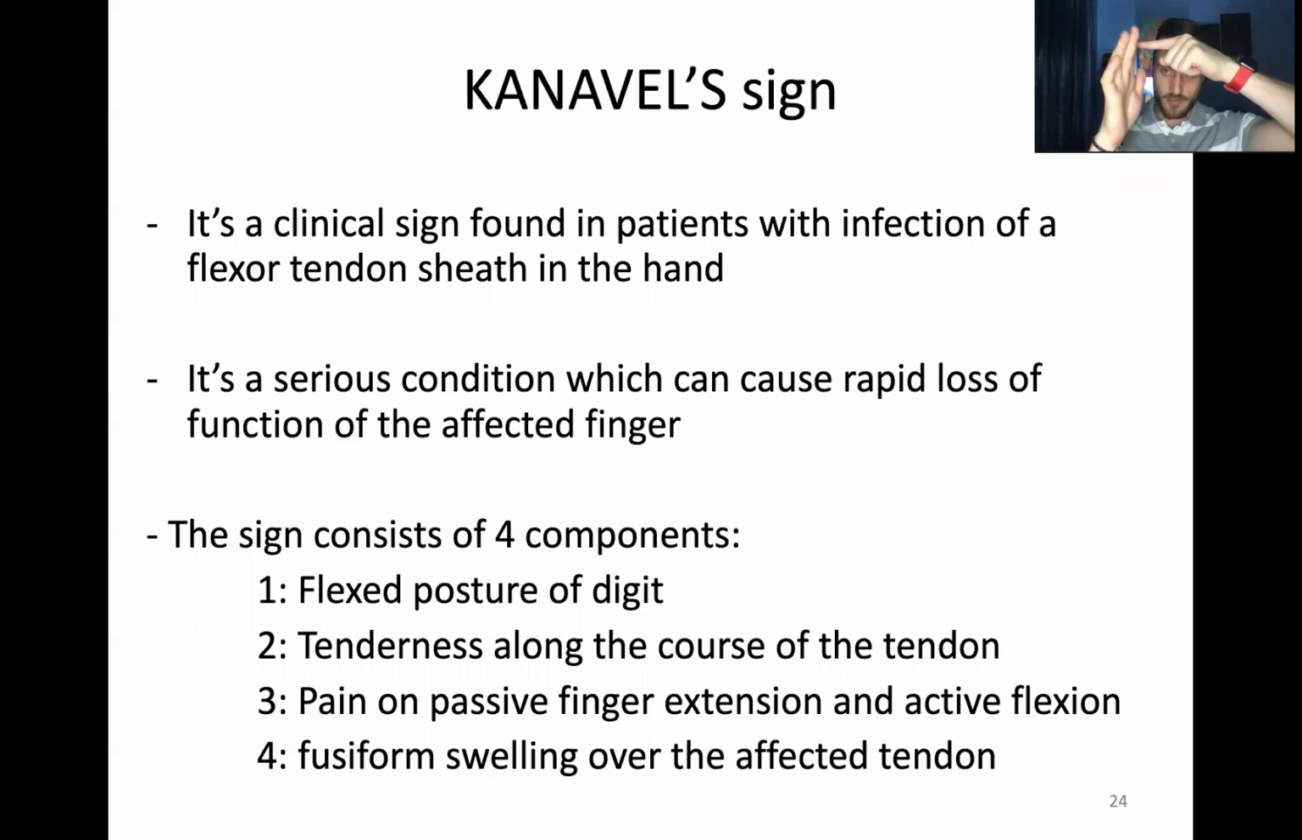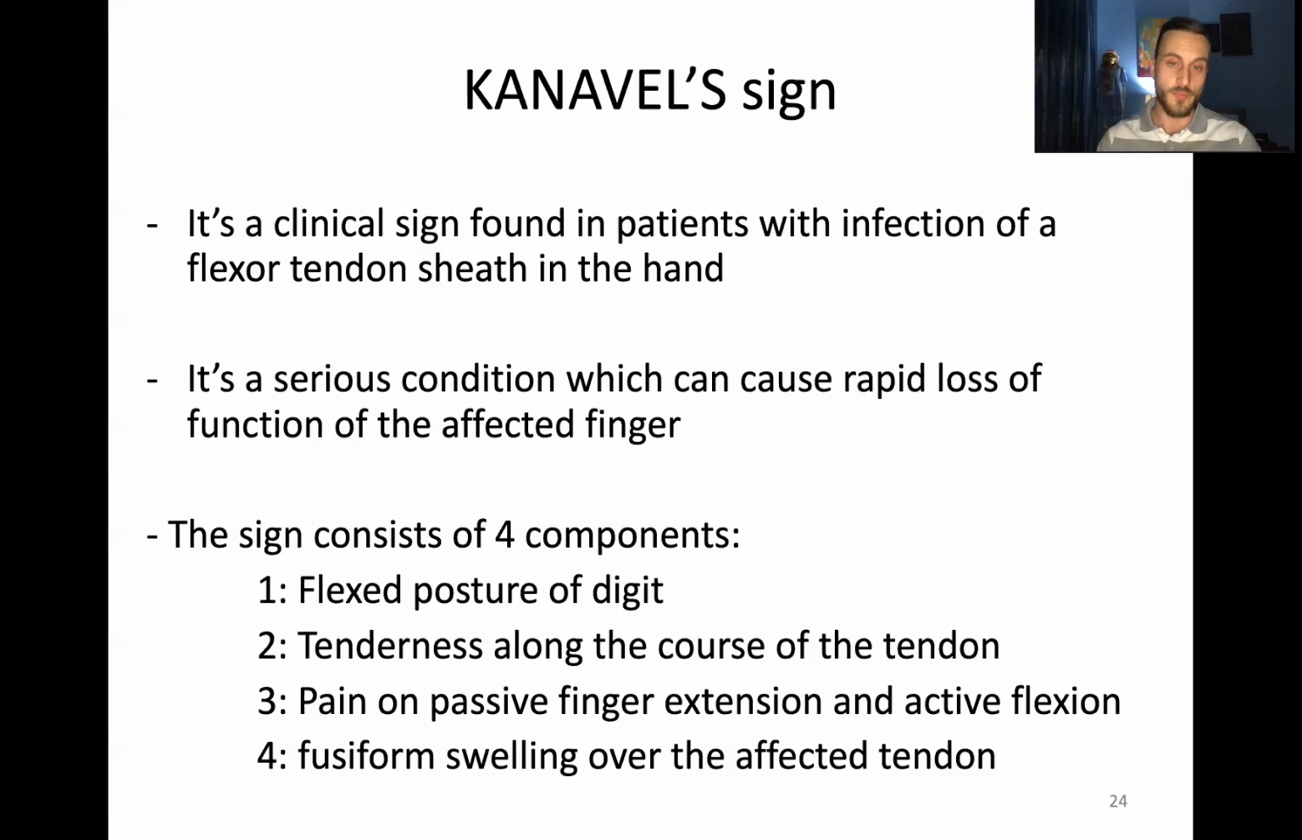Pain on passive extension or active flexion. So it's pain. And the last one is fusiform swelling of the whole finger. So when you look at the finger, you can see that it's swollen. It's like a sausage. So these four components give you Kanavel's sign.